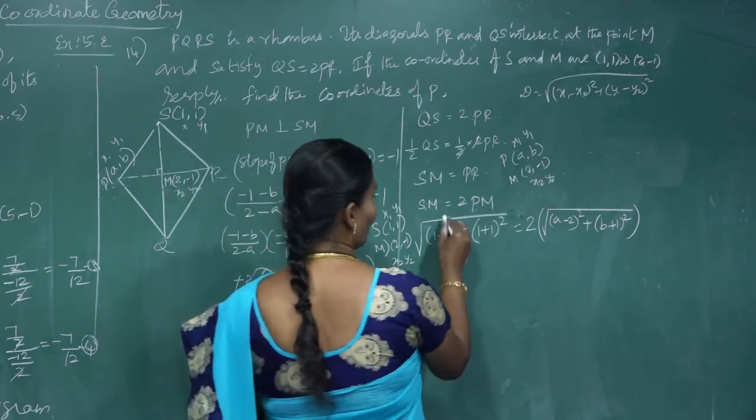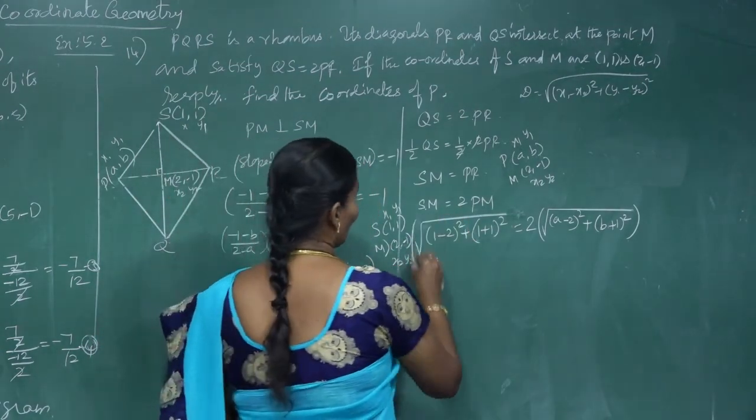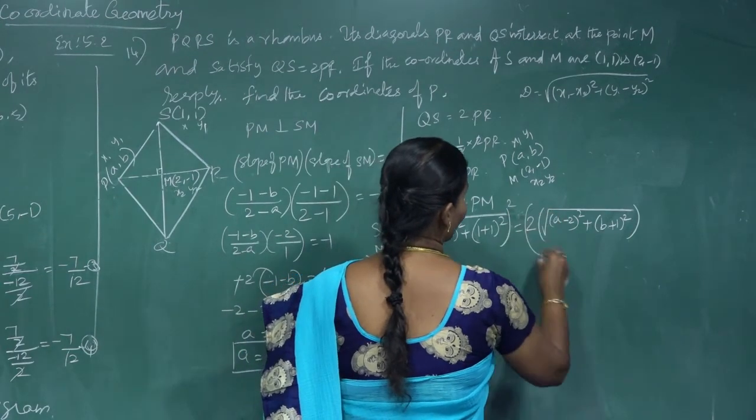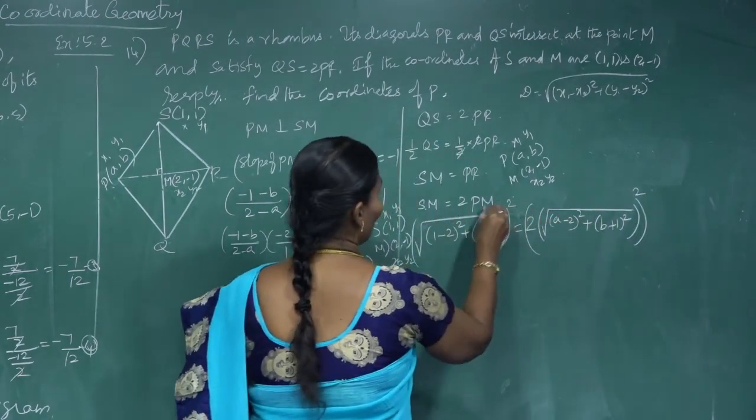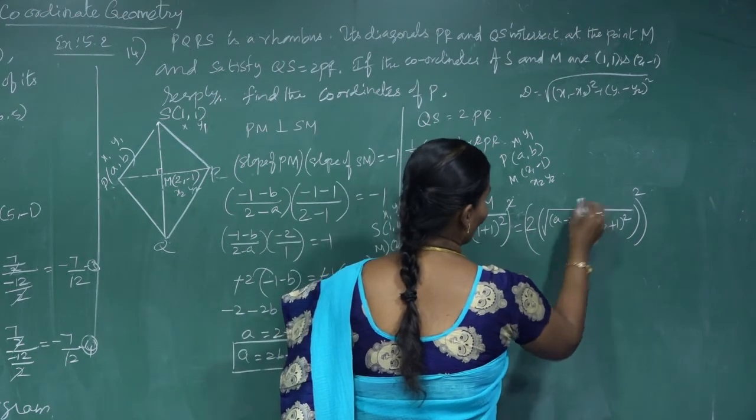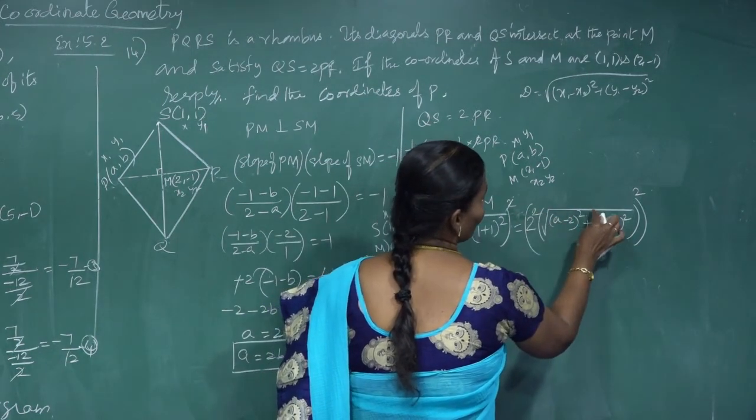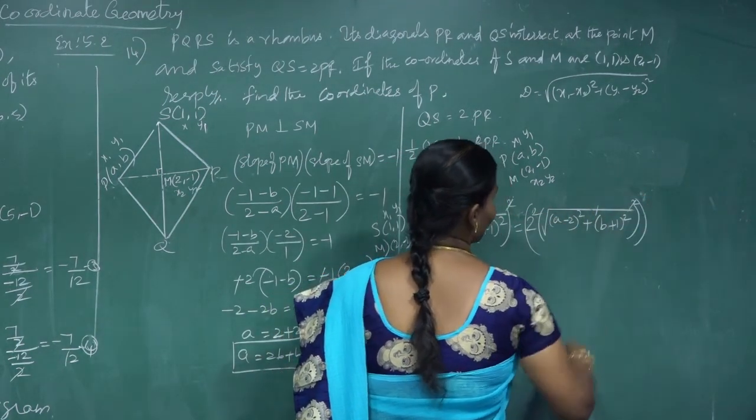Square on both sides because we remove this square root. If you square on both sides, square root and square cancel. Here also square root and square cancel. Here 2 square, the square root and this square are cancelled.